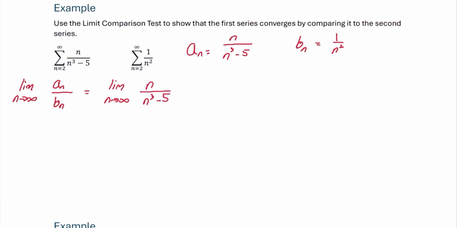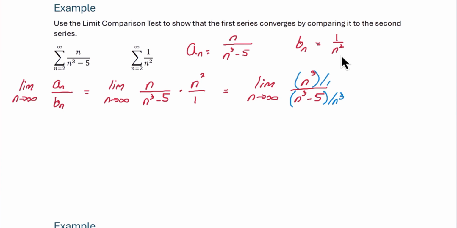And we want to divide that by the b sub n. Dividing by this fraction is the same thing as multiplying by the reciprocal. So we can multiply by n squared over 1. This will give us the limit as n approaches infinity of n cubed divided by n cubed minus 5. Now recall the trick for limits at infinity. We'll divide by the highest power of n that occurs in the denominator. So we'll divide top and bottom by n cubed.